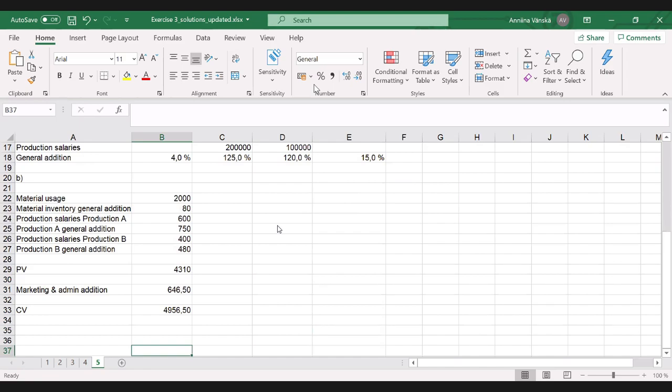Probably you didn't even remember anymore how you were doing this, but anyway, this updated file is in Moodle if you want to look at it all the time.